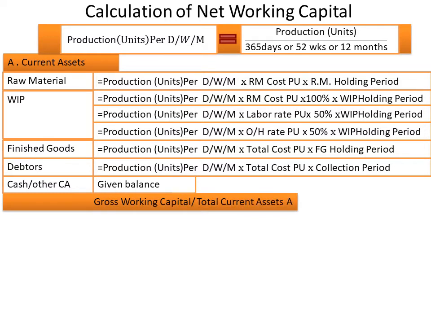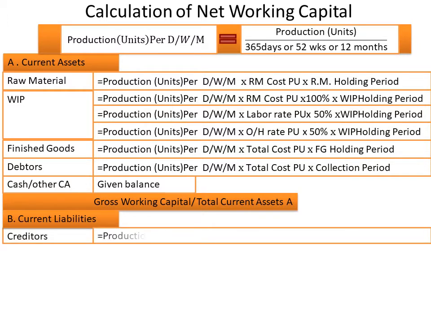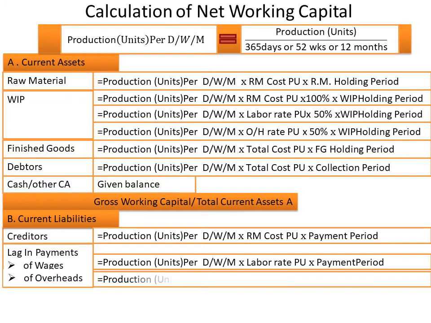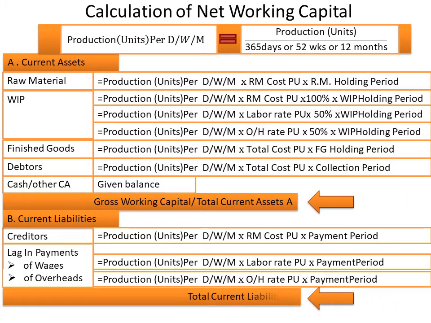Now consider current liabilities. Now here always start with creditors for raw material. Then next liability is creditors for wages and expenses or lag in payment of wages and overheads. Now add other current liability if given in the question, and then take total of values of all current liabilities. Now to get net working capital, deduct total current liabilities from total current assets.